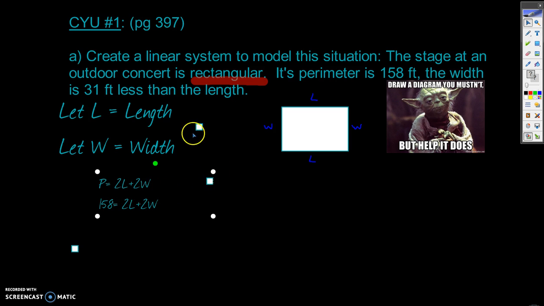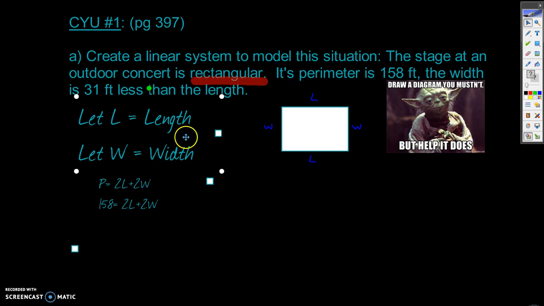And we can't forget, we have to define those variables. Let L equal length, let W equal width. And you could even specify here, you could say length in feet, width in feet. Okay, and our first equation is going to be 2 length plus 2 width equals 158.